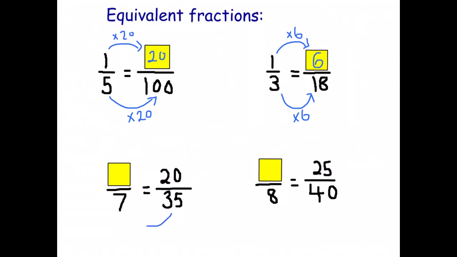To get from 35 down to 7, we've divided it by 5. So we must do the same to the top number and divide it by 5 to get 4/7. To get from 40 to 8, we've divided it by 5. So again we have to do the same to the top, which gives me 5/8.